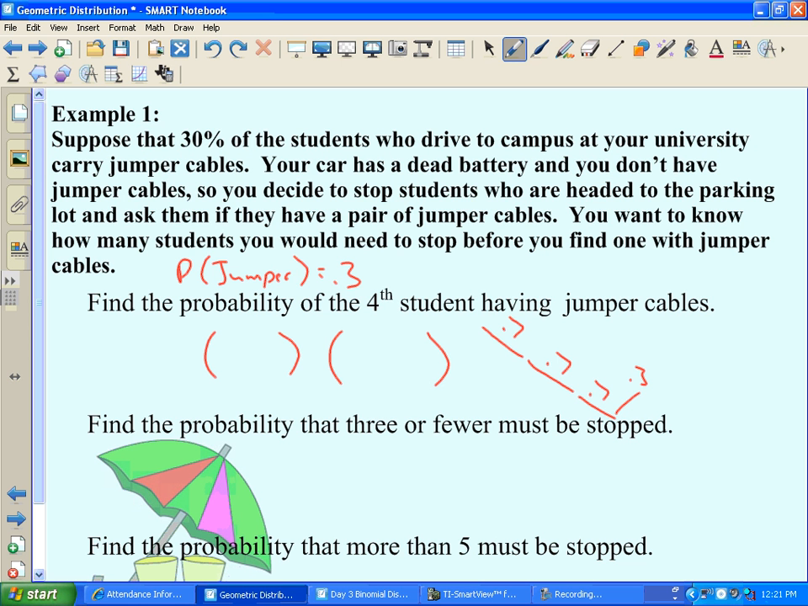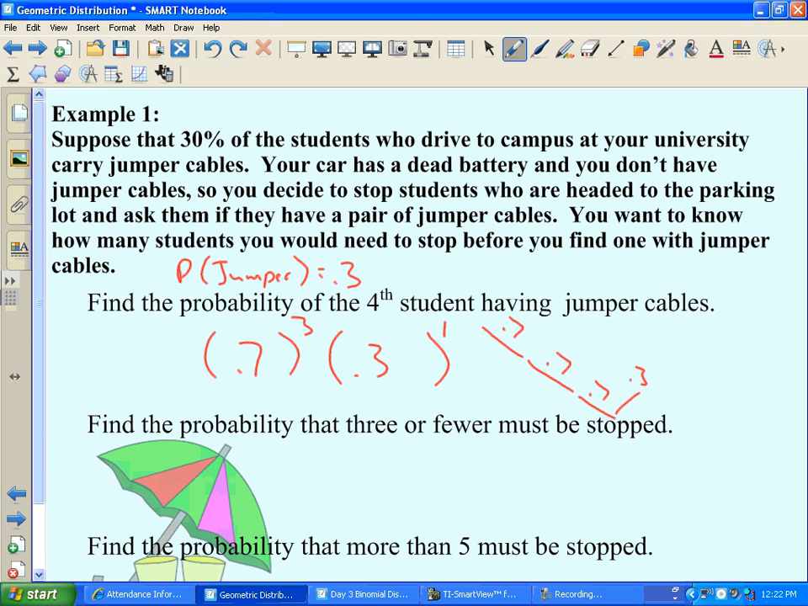You can see the patterning and how it's very similar to a binomial, but in many ways, I think it's easier. There's only one tracing that can happen. We don't have to worry about combinations. The answer to this problem is going to be 0.7 three times and 0.3 once.